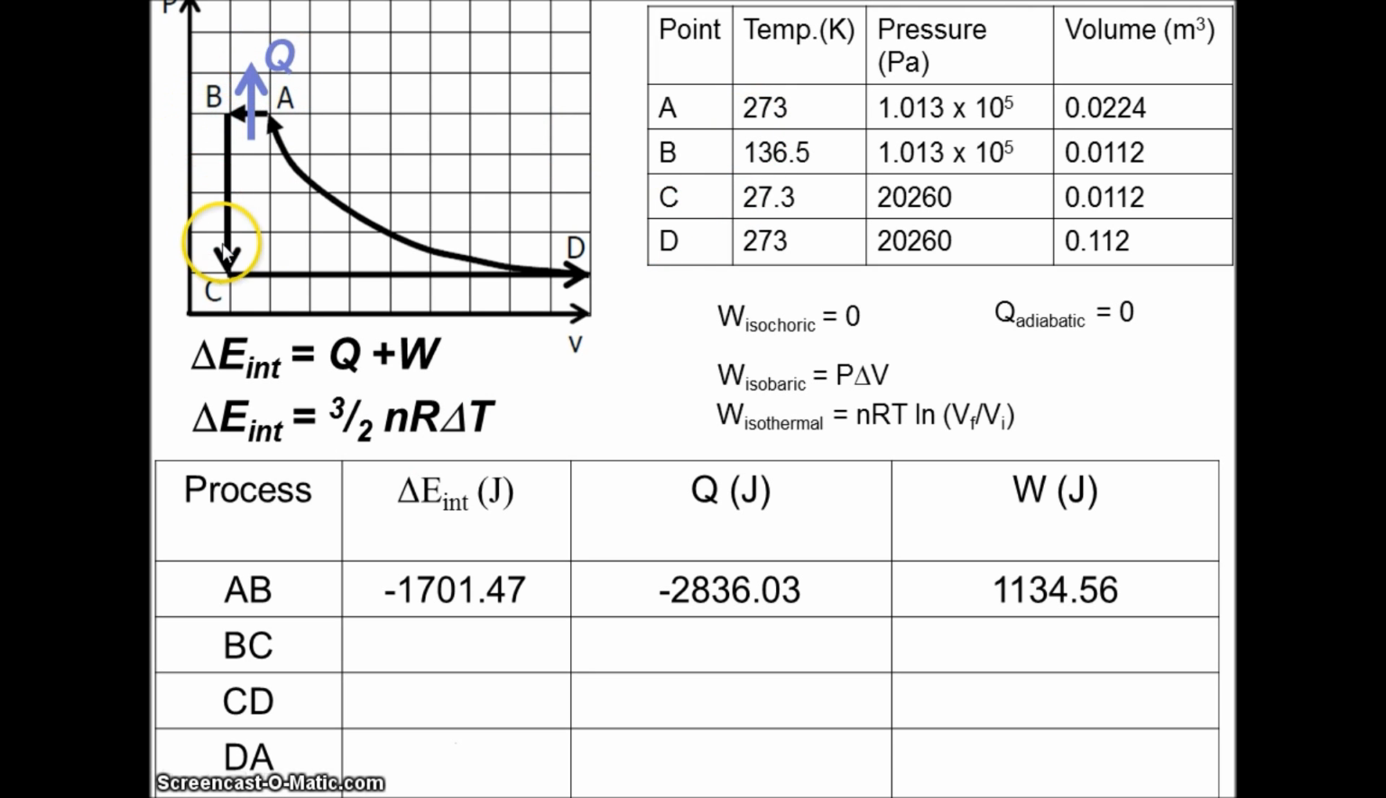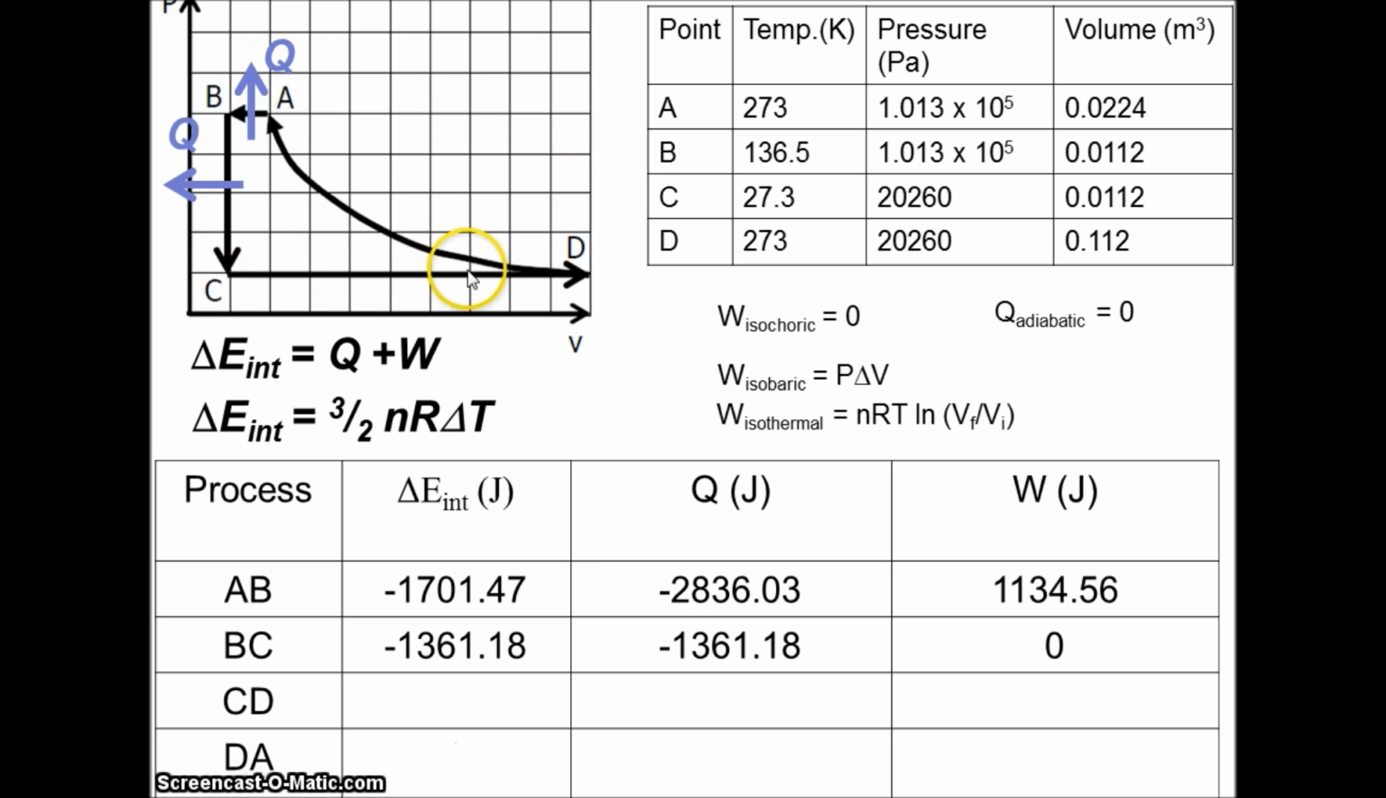Okay, then going from B to C, there is no area underneath the line. This is an isochoric process, so that means the work is 0. The change in internal energy is going to be given by 3/2 nR delta T. Number of moles is 1, R is 8.31. The change in temperature would be 27.3 minus 136.5. Again, it's a negative change in temperature, which means it's a negative change in internal energy. Use the first law of thermodynamics, conservation of energy, solve for heat, and I get negative 1361 joules leaving the system. So it's cooling down.